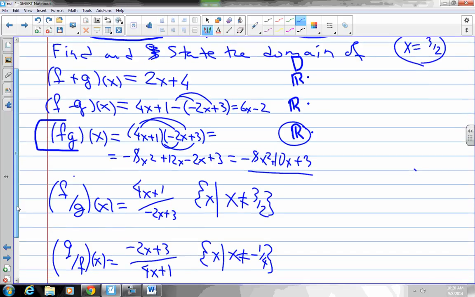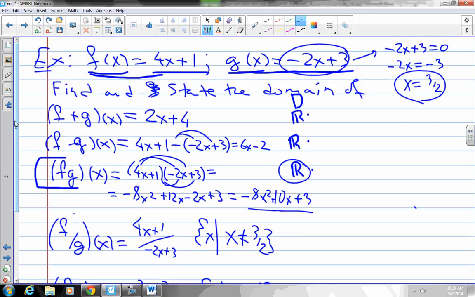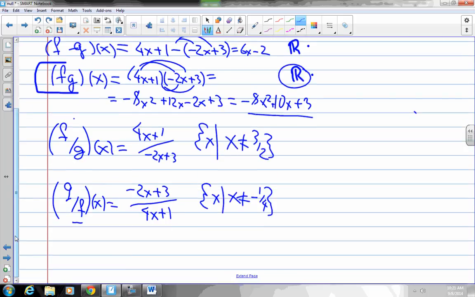Now, same thing with the second one. The denominator function is f, right? So what is f? f is 4x plus 1. If I take f and set it equal to 0, and I solve that, I have to subtract 1 and divide by 4, so negative 1/4. So that's what I need to avoid.